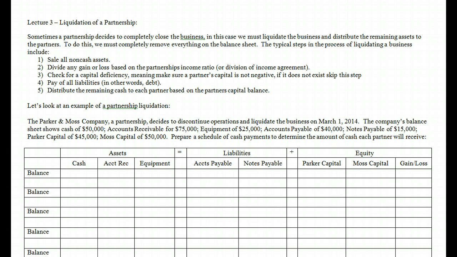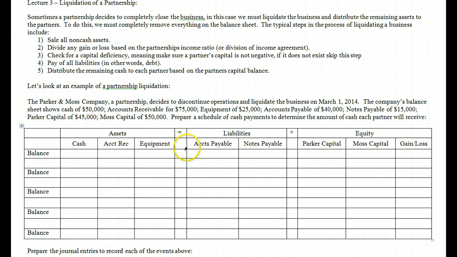So let's look at an example of a partnership liquidation. The Parker and Moss Company, a partnership, decides to discontinue operations and liquidate the business on March 1st, 2014. The company's balance sheet shows cash of $50,000, accounts receivable of $75,000, equipment of $25,000, accounts payable of $40,000, notes payable of $15,000, Parker capital of $45,000, and Moss capital of $50,000. Prepare a schedule of cash payments to determine the amount of cash each partner will receive.